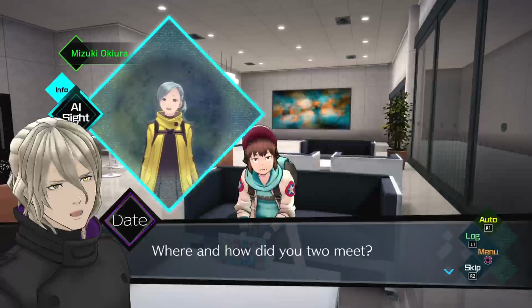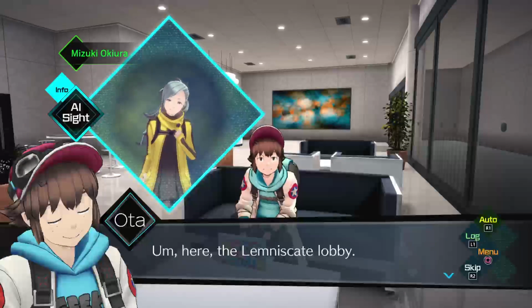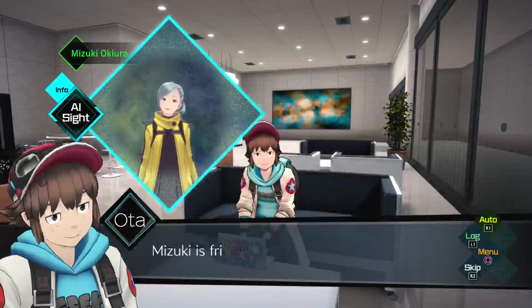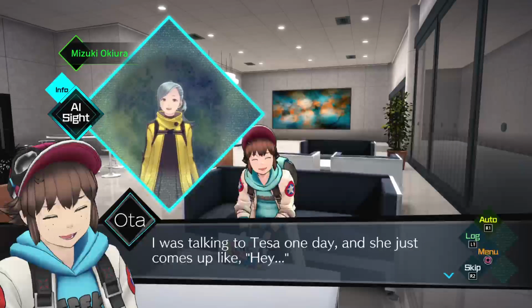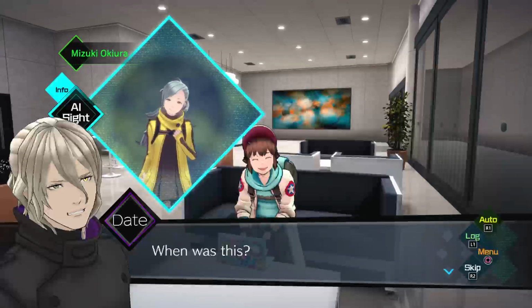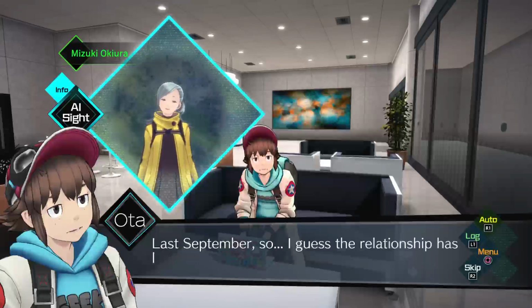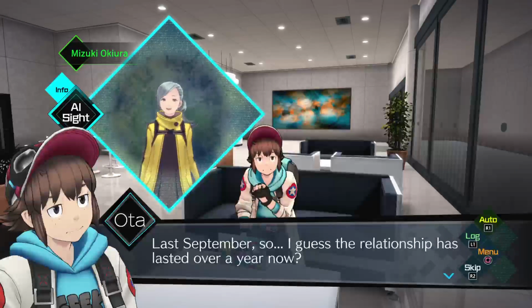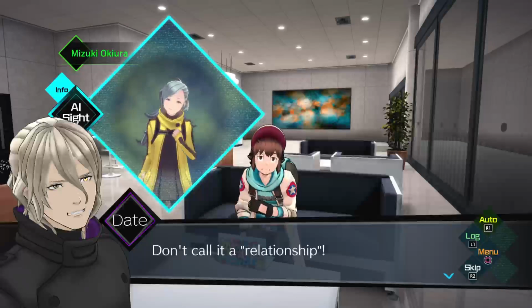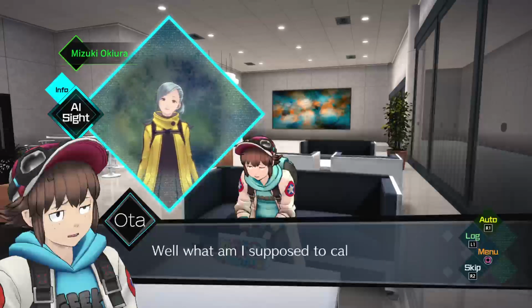Where and how did you two meet? Here, the Lemniscate lobby. Mizuki is friends with Tessa. I was talking to Tessa one day and she just comes up like, hey. When was this? Last September. So, I guess the relationship has lasted over a year now. Don't call it a relationship. Well, what am I supposed to call it?